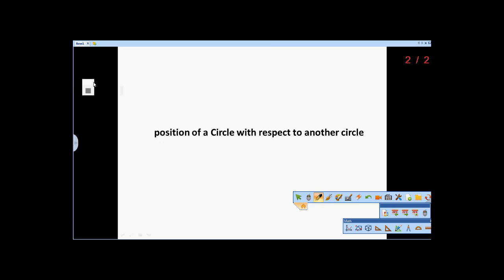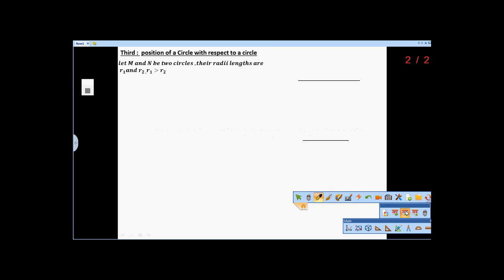Hello everybody. Today we will start our third lesson, position of a circle with respect to another circle. If I have two circles M and N with radii lengths R1 and R2, I consider that R1 is the radius of the first circle M and R2 is the radius of the second circle N, and R1 greater than R2, like this.